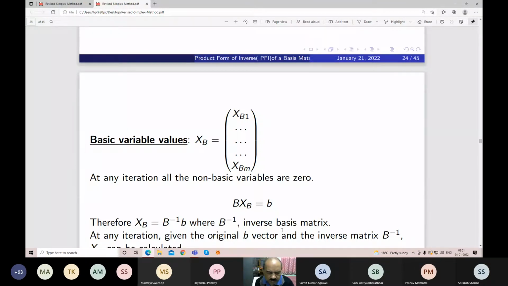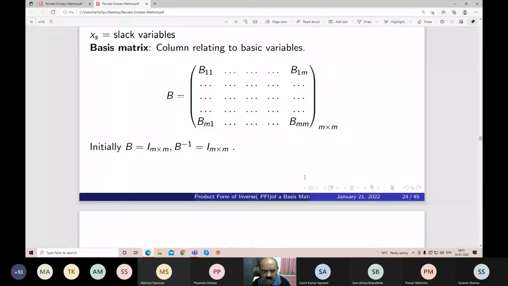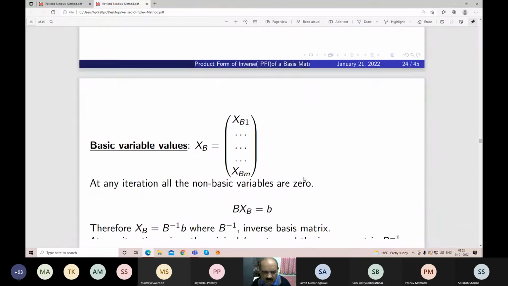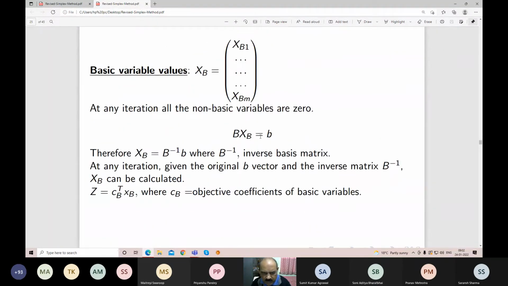So as you know, in the very beginning, when we are formulating the table, there are basic variables and non-basic variables. We set all the non-basic variables to 0. If you set all the non-basic variables to 0, our problem becomes B into xb equal to small b.